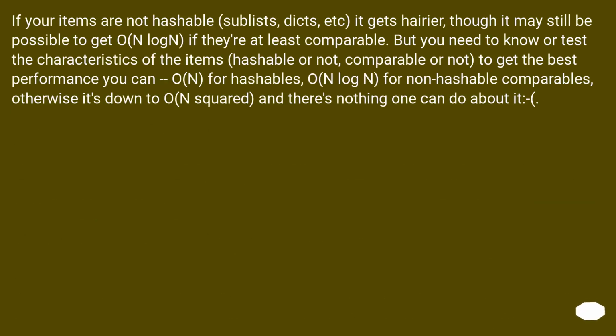If your items are not hashable, sublists, dicts, etc., it gets hairier, though it may still be possible to get O(n log n) if they're at least comparable. But you need to know or test the characteristics of the items, hashable or not, comparable or not, to get the best performance you can. O(n) for hashables, O(n log n) for non-hashable comparables, otherwise it's down to O(n squared), and there's nothing one can do about it.